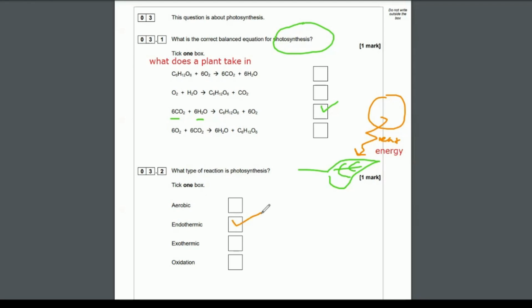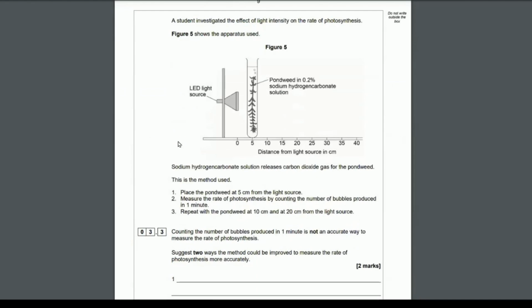Exo means energy out. So respiration, which is what everybody's doing right now to keep alive. Put your hand under your armpit right now. You can feel heat going into your hand from your body. That's respiration. It's exothermic. It releases heat. Photosynthesis is actually endothermic. So plants are actually cooling in nature because they absorb energy into their leaves. Okay, right, let's move on.